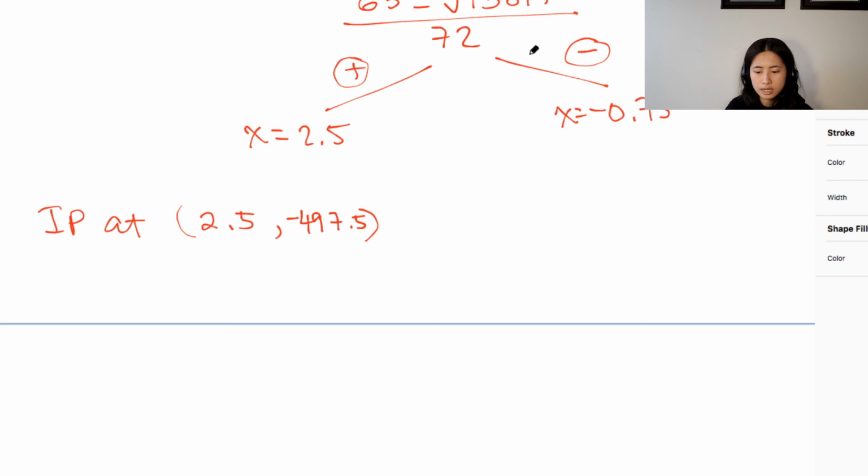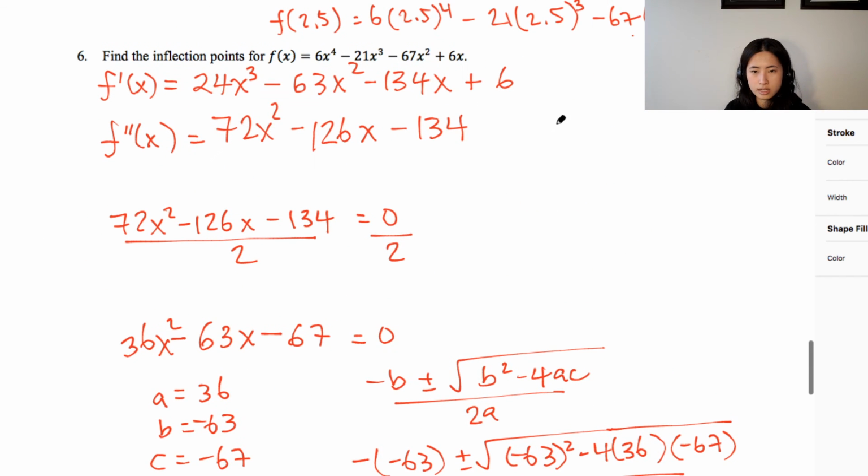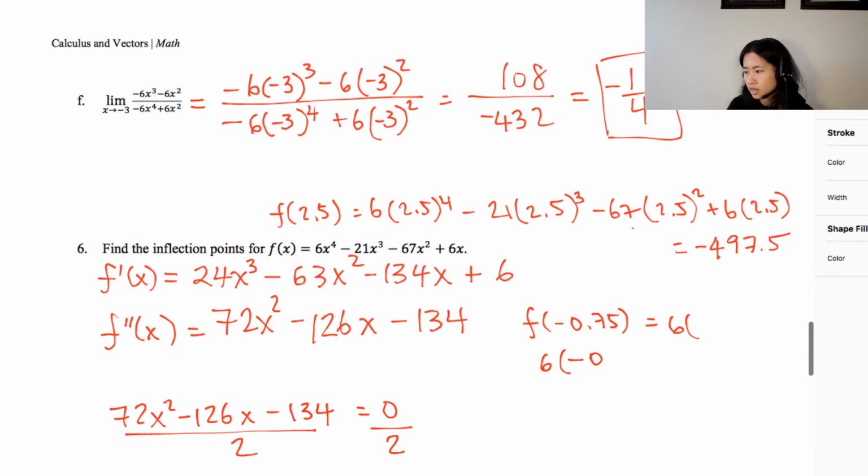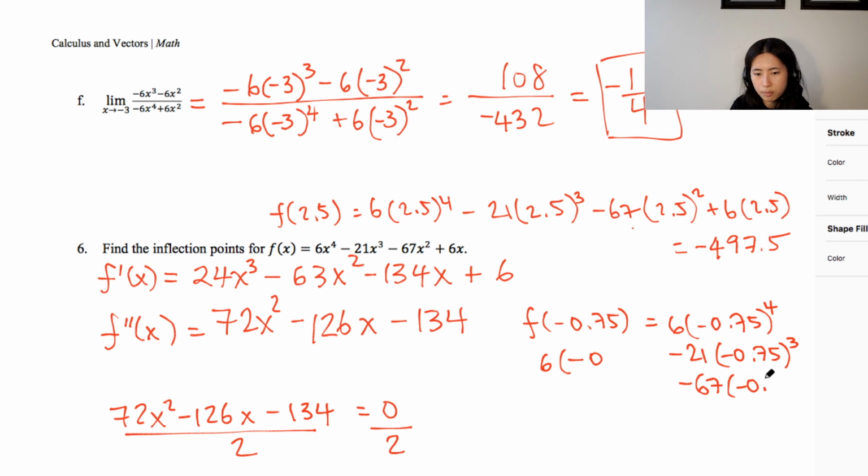Okay, so let's see what negative 0.75 gives us. So f of negative 0.75, right, that's equal to, okay, 6 times negative 0.75 raised to the power of 4 minus 21 times negative 0.75 raised to the power of 3 minus 67 times negative 0.75 squared plus 6 times negative 0.75. That's it. Okay.